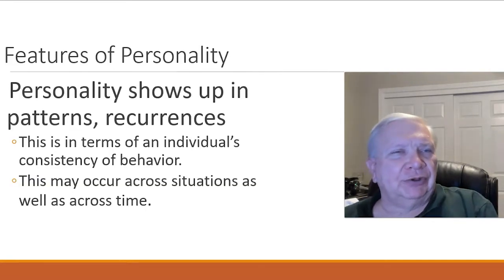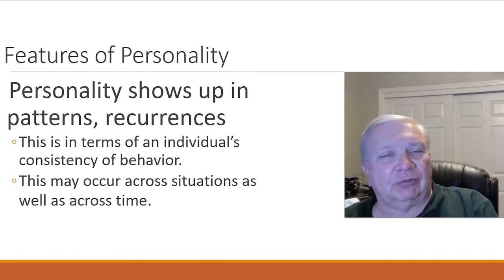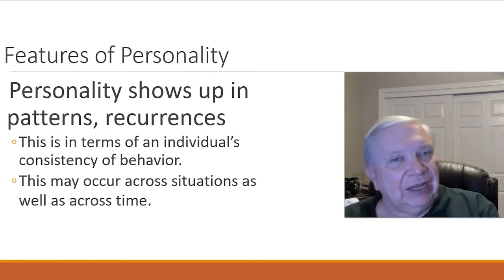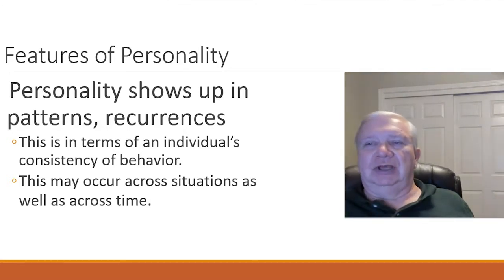Why do we know there's personality? What is one of the major clues to the existence of personality in organisms? Well, personality shows up in patterns and recurrences. Generally, we behave relatively the same. Not perfectly the same, but relatively the same across time and across situations. And we talk about this in terms of personality consistency.